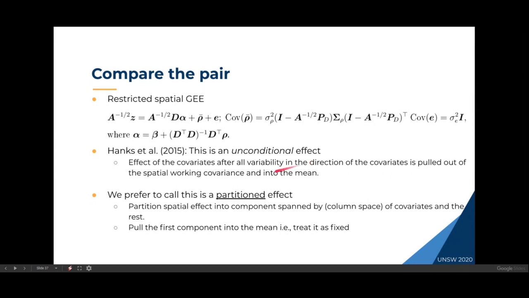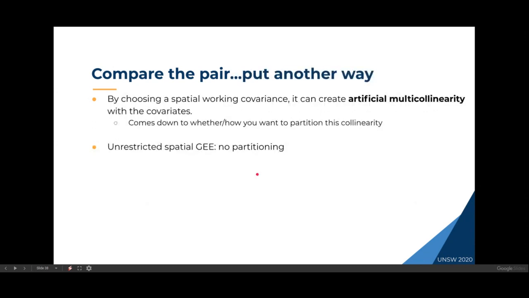Okay, so that's one way to think about what's happening with beta and alpha. Beta is an unpartitioned effect, whereas alpha is a partitioned effect. Another way to approach this spatial confounding issue is in terms of multicollinearity. By choosing an unrestricted spatial working covariance matrix, we're essentially creating artificial multicollinearity with the covariates.